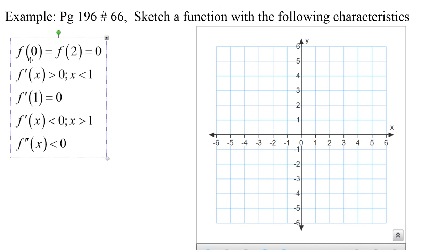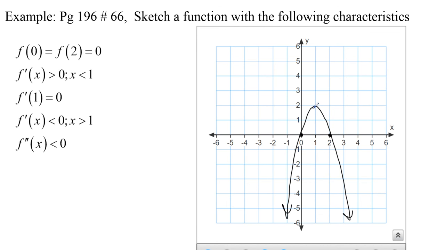Okay, here we go. Since f of 0 and f of 2 are both 0, we can put points at 0 and at 2. Now, from negative infinity to 1, it has to be increasing and it has to go through 0. I don't know how high it goes, so I'm just going to go up to 2, and I have a graph that looks like this. Then at 1, I have a horizontal tangent line, and then it has to be decreasing after that.